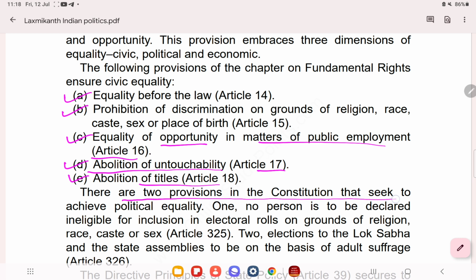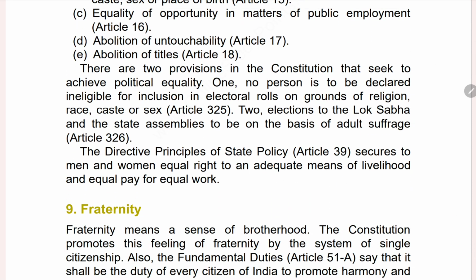There are two provisions in the Constitution that seek to achieve political equality. The one: no person is to be declared ineligible for inclusion in electoral rolls on the ground of religion, race, caste or sex. In Article 325 we talk about political equality, that everyone is free to cast their vote irrespective of their race, caste and sex. And the other one we will see in Article 326: elections to the Lok Sabha and the state assemblies are to be on the basis of adult suffrage. So anyone above 18 can cast their vote, and this is also one of the political equalities that has been conferred by the Constitution of India.